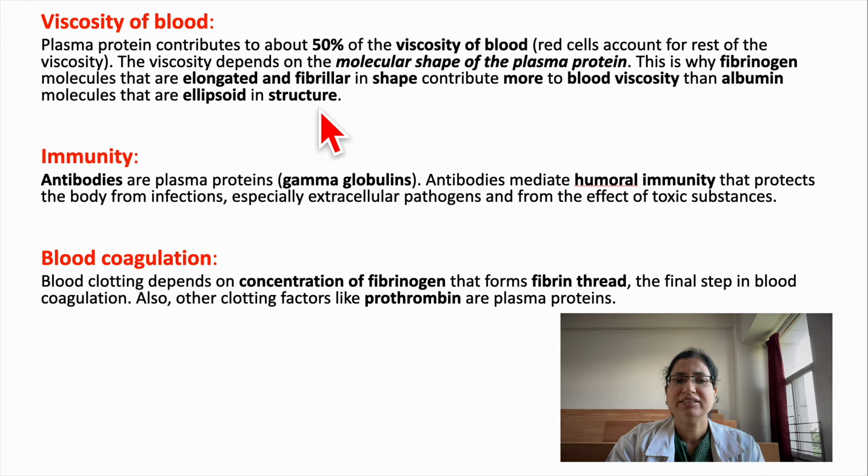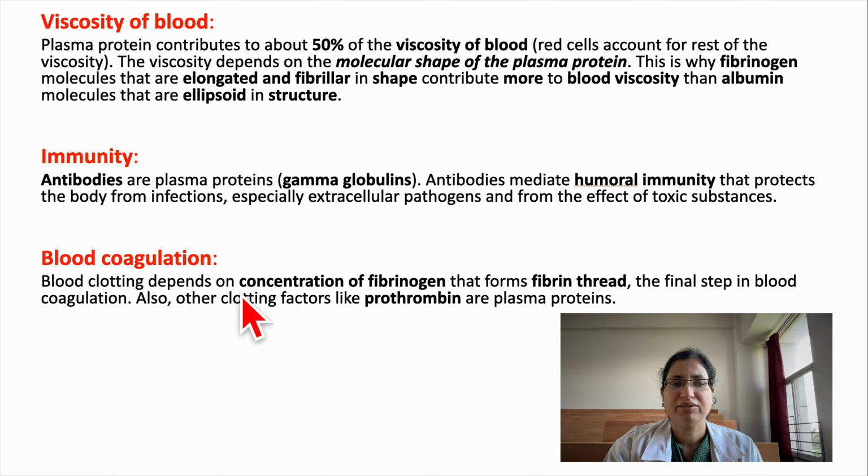Immunity: antibodies are plasma proteins, gamma globulins. Antibodies mediate humoral immunity that protects the body from infections, especially extracellular pathogens, and from the effect of toxic substances. So, these antibodies that are plasma proteins are actually gamma globulins. They will help in strengthening the immunity of our body.